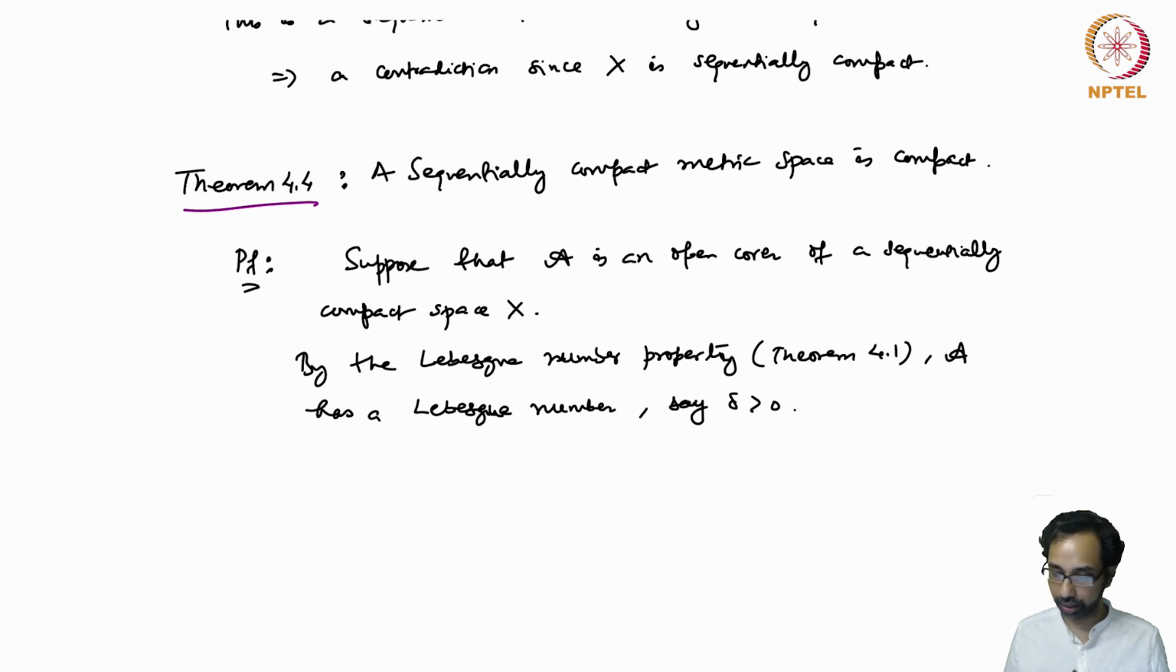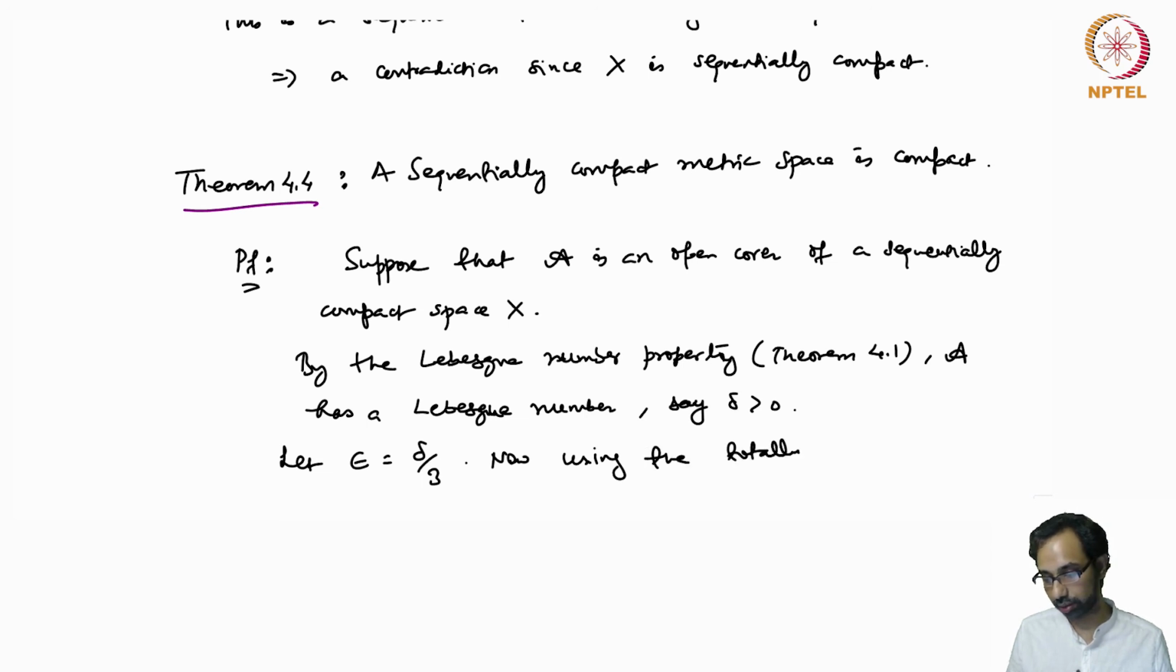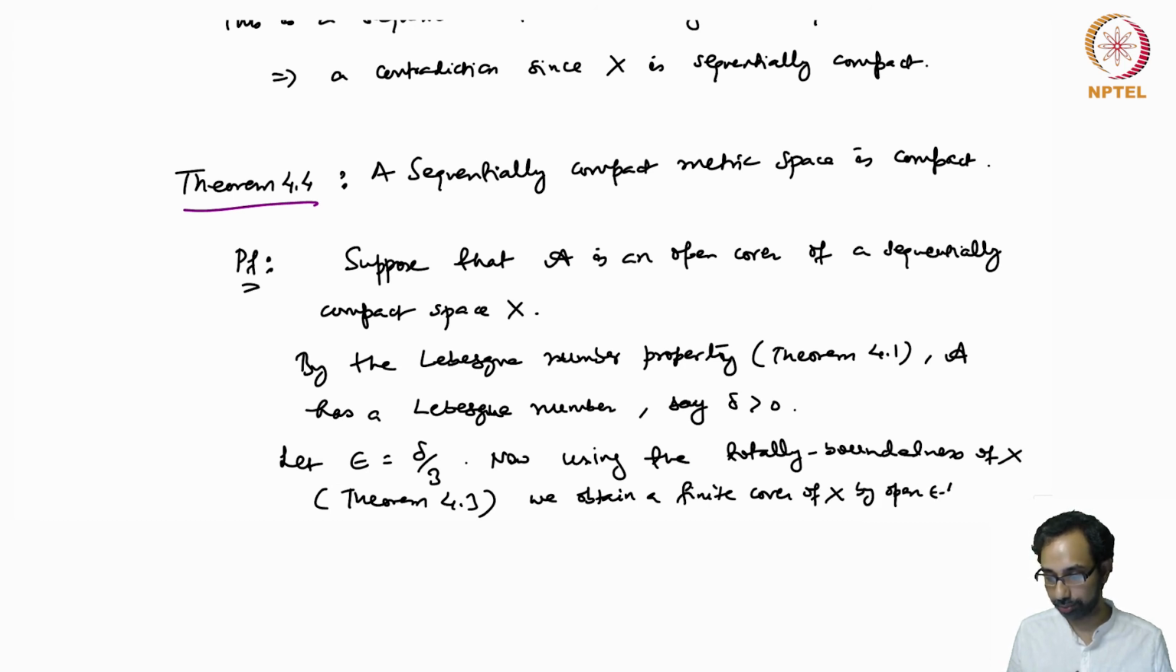and with this Lebesgue number, let epsilon be the number delta over 3. Now using the total boundedness of X, which is theorem 4.3 above, we obtain a finite cover of X by open epsilon balls. So we have seen that a sequentially compact space is totally bounded, and therefore for each epsilon there exists a finite cover of X by open epsilon balls. So for this particular epsilon also there exists a finite open cover of X by open epsilon balls.